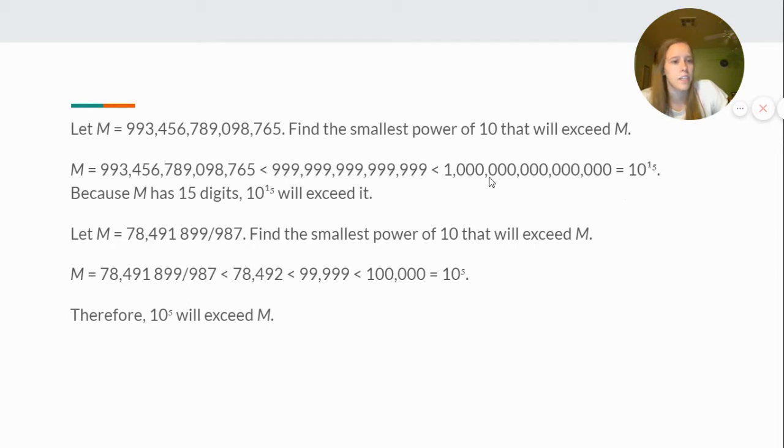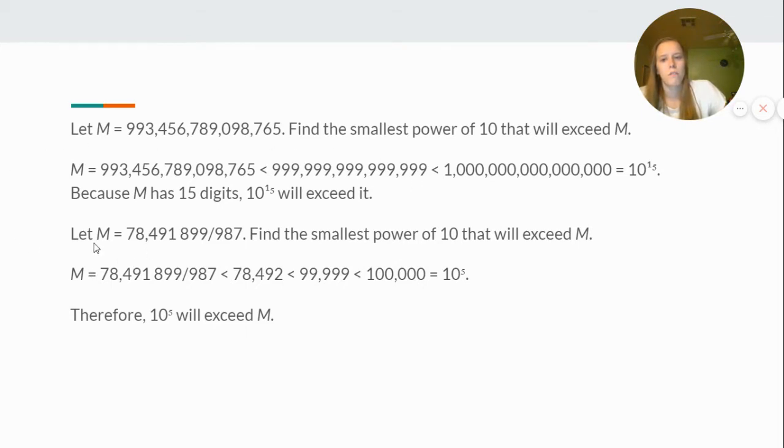So, which is less than that. So 10 to the 15th, which is this here, because m has 15 digits, 1, 2, 3, 4, 5, 6, 7, 8, 9, 10, 11, 12, 13, 14, 15, 10 to the 15th will exceed it, which will get us this number here. Okay, so remember, we can't use this one, we're looking at powers of 10.